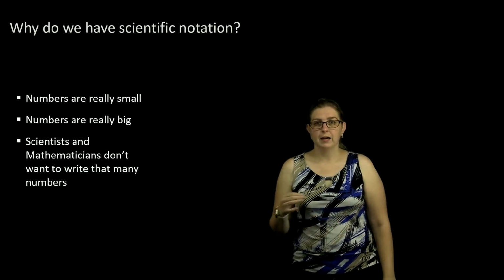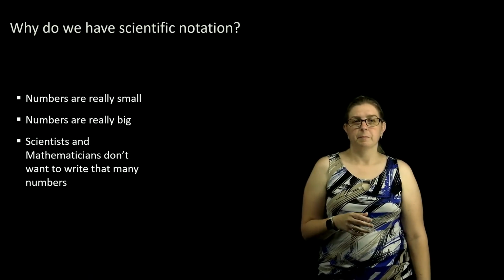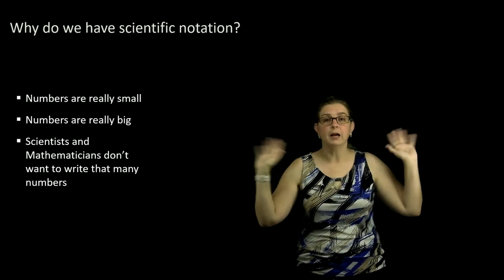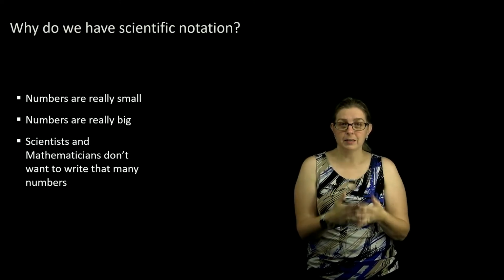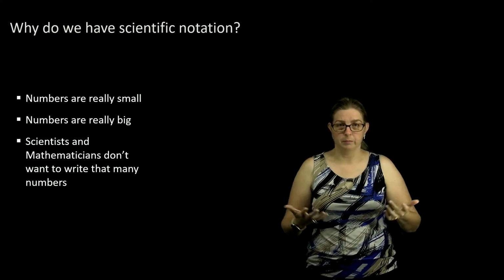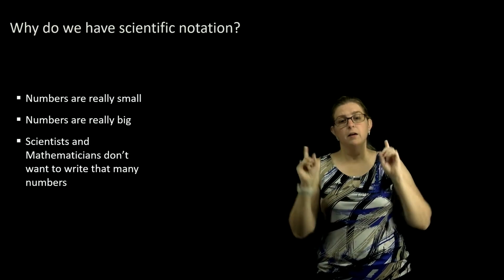So why do we have scientific notation? Well, because we have big numbers and we have teeny numbers, and we need a way to write them. Well, yeah, we have them. We just use zeros. Yes.